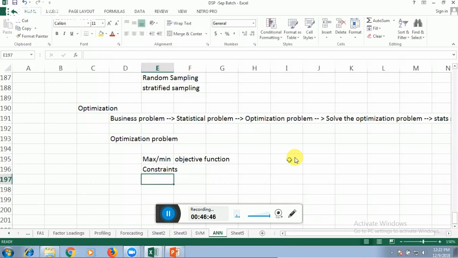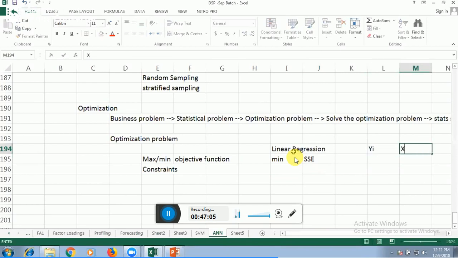A simple example is, in our case, if you think about linear regression, what did we do in the linear regression? You are minimizing the sum of squares of error. Of course, there are no constraints in that. What is the sum of squares of error? For example, your yi is your y variable, your xi is an x variable. Minimizing the sum of squares of error is nothing but what? Your yi minus beta 1 times xi minus constant, whole square, and take the summation, the sum of squares of error.